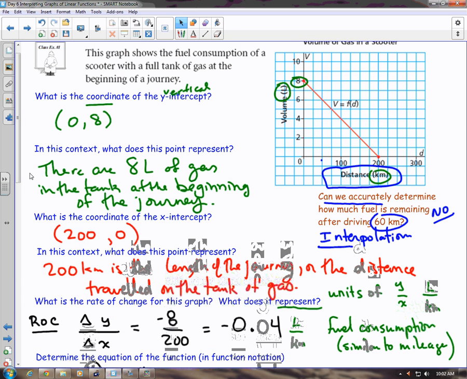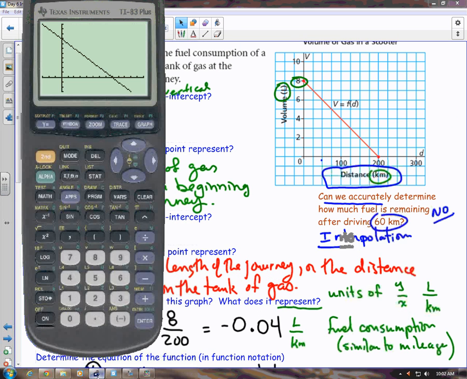Now, here's another cool thing you could do with your calculator. We wanted to know how many liters were in the tank when x was 60. When you press trace, it puts a little spider on your graph. You can now press any number you want for x. So I want to press 60. When x is 60, what's the y value? Hit enter. Bingo, there it is, 5.6.